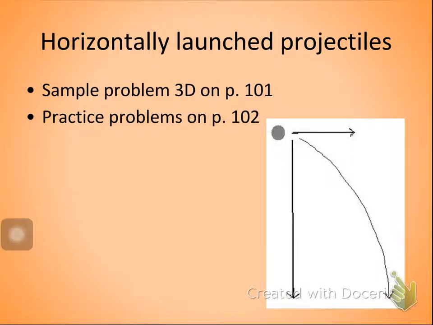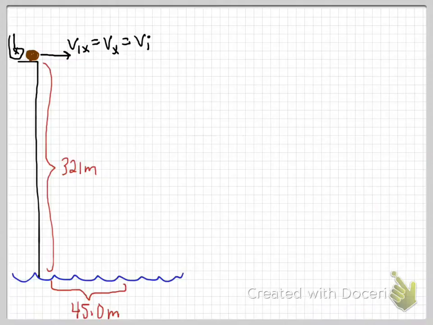Okay, with that, let's get to work on sample problem 3D on page 101 of your Holt Modern Physics. In this problem, we're told that the Royal Gorge Bridge in Colorado rises 321 meters above the Arkansas River. Suppose you kick a little rock horizontally off the bridge. The rock hits the water such that the magnitude of its horizontal displacement is 45 meters. Find the speed at which the rock was kicked.